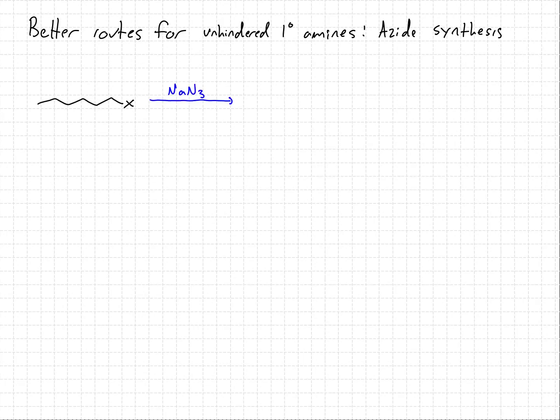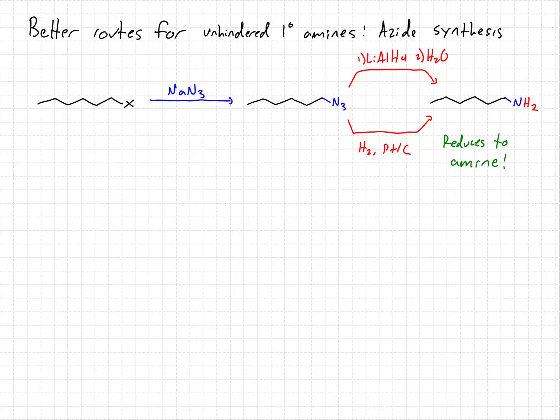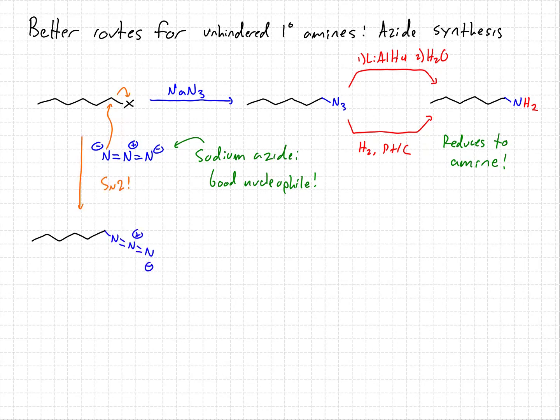If I have an alkyl halide, I can treat this alkyl halide with sodium azide as a source of nitrogen atoms. This will give me an alkyl azide. These azides can then be reduced either with lithium aluminum hydride or by hydrogenation to primary amines. This process works because sodium azide is a very, very good nucleophile and also a relatively weak base. Azide will rapidly undergo SN2 substitution to give alkyl azides.